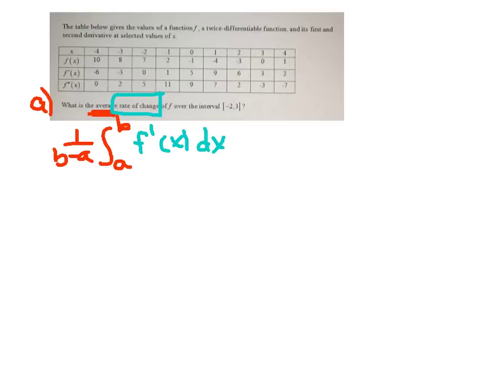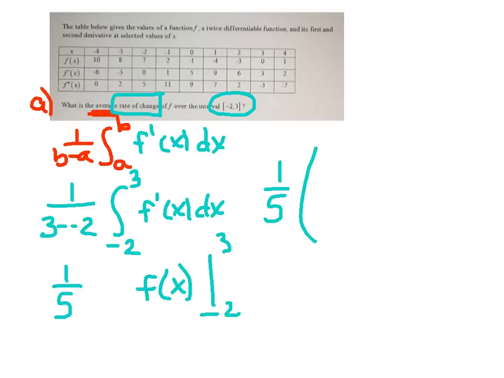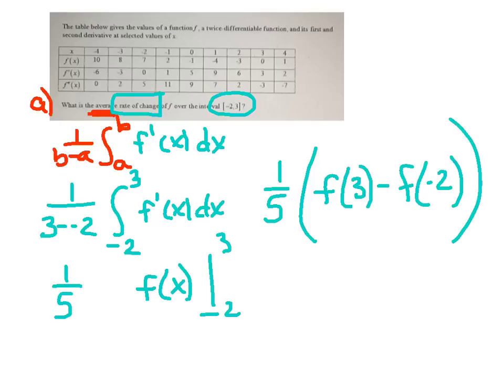Now, I'm going to plug my notation into this problem here because I'm using -2 to 3. So I'm going to say it's 1 over 3 minus -2, the integral from -2 to 3 of f prime of x dx. So if I keep going, that's of course 1/5. Now you don't have an actual function to integrate, so be careful. Who do you take the derivative of to get f prime? Well, hopefully you're saying f of x, and we'll just use our bounds -2 to 3. So I'm going to get 1/5 times f of 3 minus f of -2.